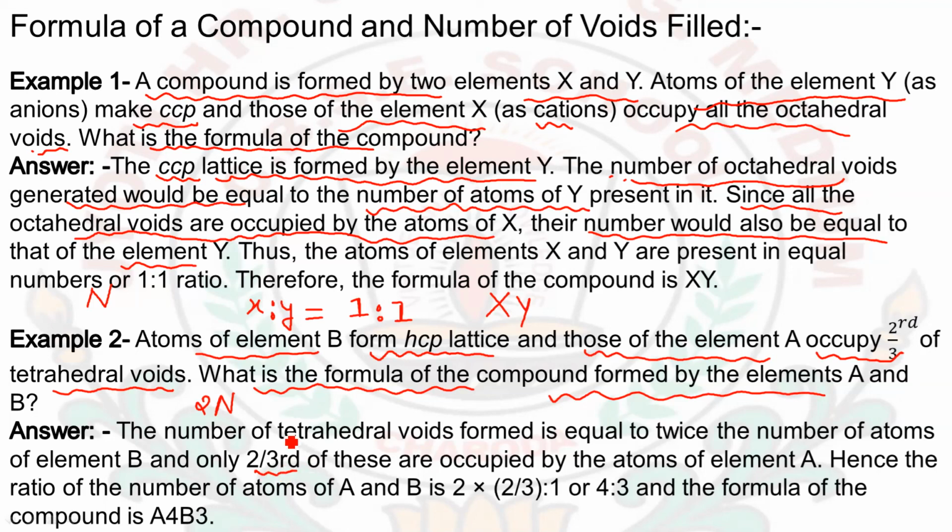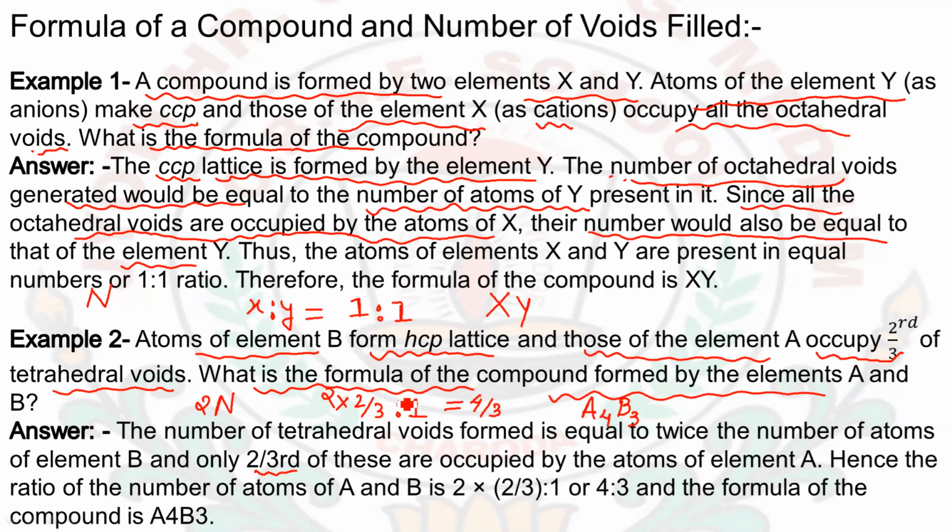Hence, the ratio here becomes 2 into 2/3 is to 1. So the ratio comes out to 4/3. Hence the formula will be A4B3, with A being 4 and B being 3 in number. Or, if the question mentions X and Y, then it will be X4Y3. Like this the formula is formed.